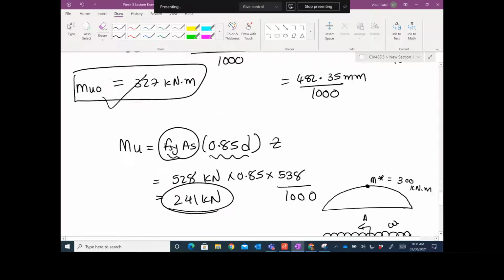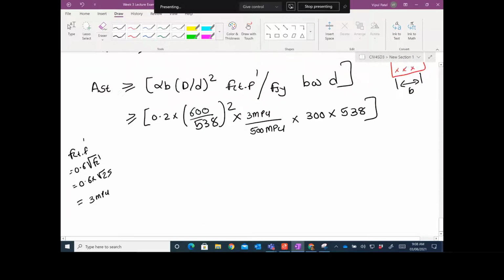So we plug in all the values and we can find the minimum steel ratio. If I just use my calculator, let's say 538 squared times 0.2 times 3 times 300 times 538 divided by 500. You get 241 millimeters squared. That is the minimum reinforcement that you must put in, regardless of your design.